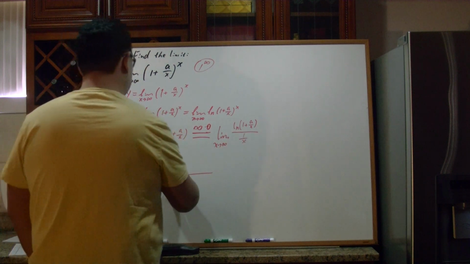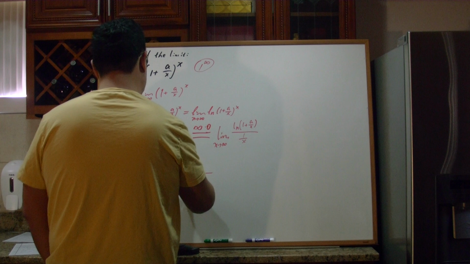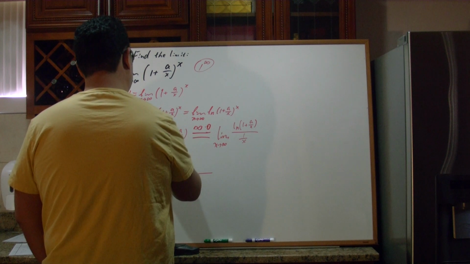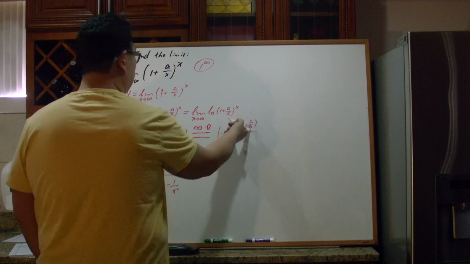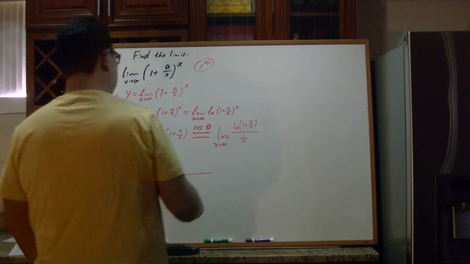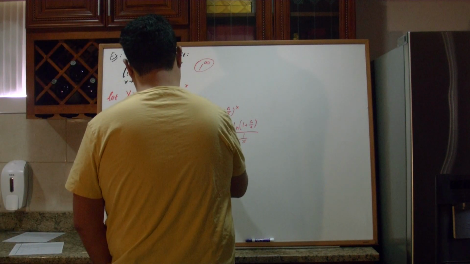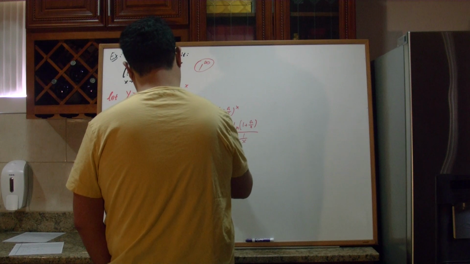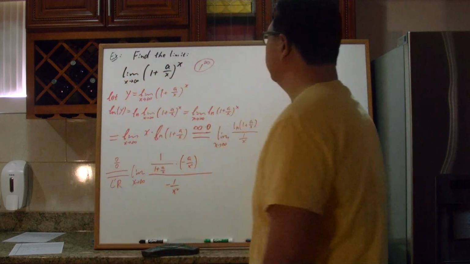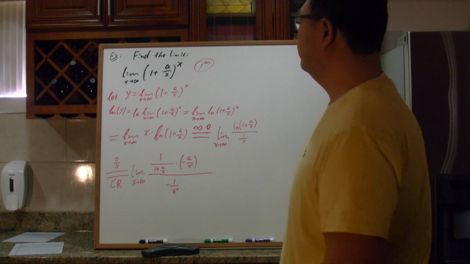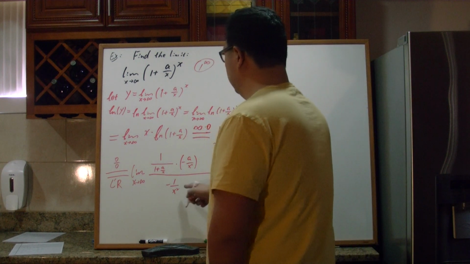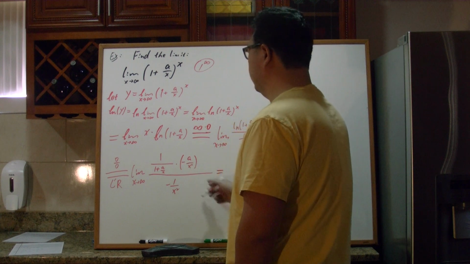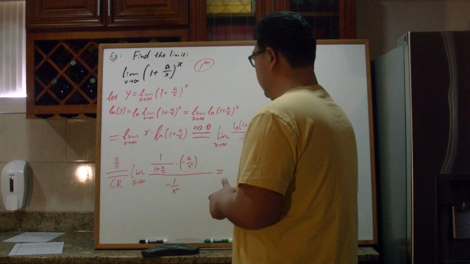The denominator, that's negative 1 over x squared. The numerator is 1 over 1 plus a over x times the derivative of that, which is negative a over x squared. What we can do is cancel out the x squared and the negative sign.